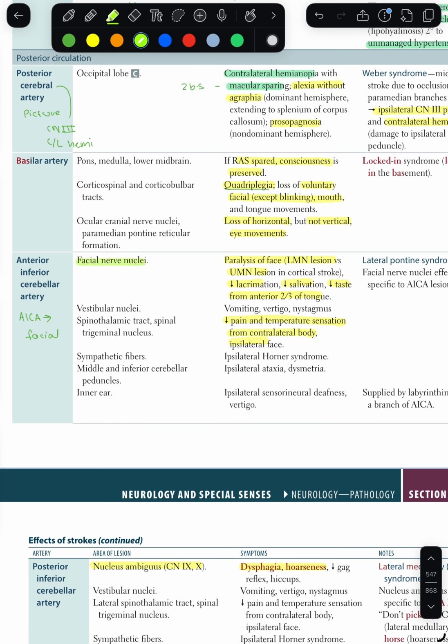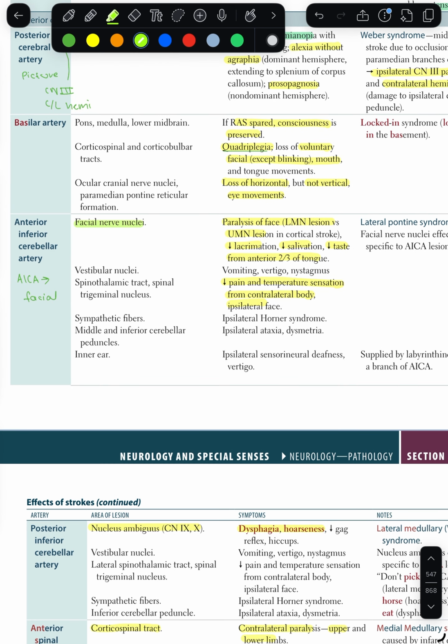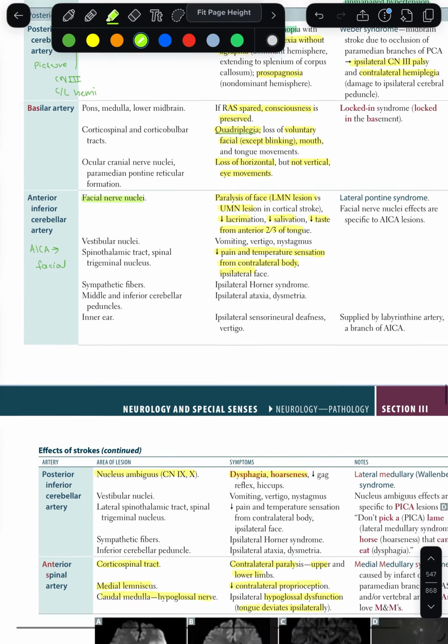Since the facial nerve nuclei are involved, there would be paralysis of the face that would lead to entire facial drooping, whereas in an upper motor neuron lesion such as a stroke, it would not, right? Remember, there is decreased lacrimation, salivation, and taste from the anterior two-thirds of the tongue. That is the most important over here.